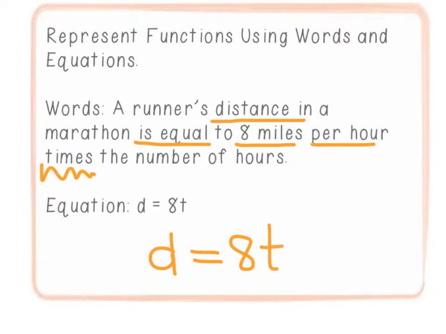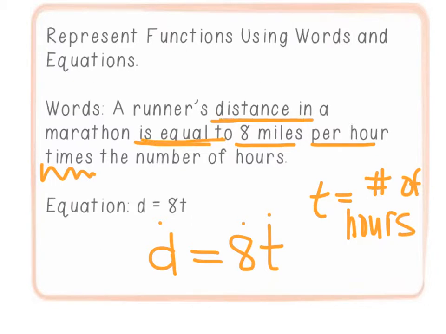So T could be time. Distance equals rate times time. This is our distance, the rate is 8 miles per hour, and our time is the number of hours. So T would equal the number of hours. Okay, you see how we broke that down? D equals 8 times the number of hours.